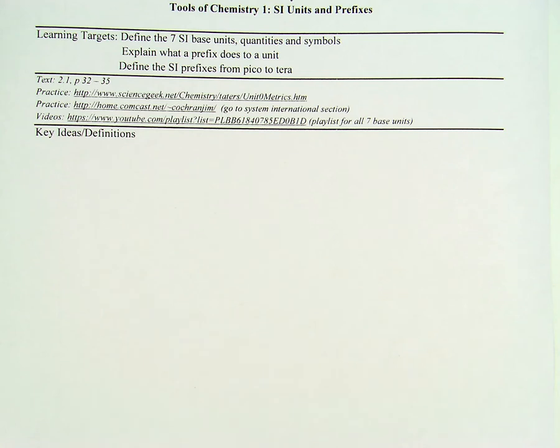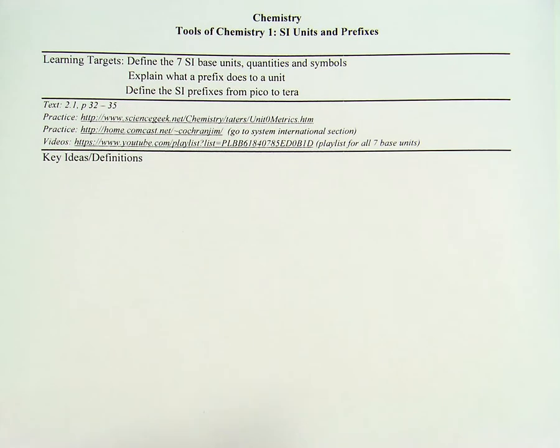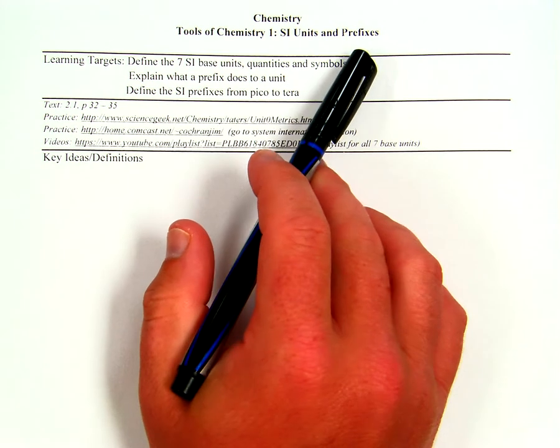Welcome to our first video lecture for the first unit in chemistry. The unit is entitled Tools of Chemistry. In this unit we'll be looking at some of the basic ideas and concepts that we'll be dealing with all year in this chemistry course. The topic of this first one is the SI units and prefixes.